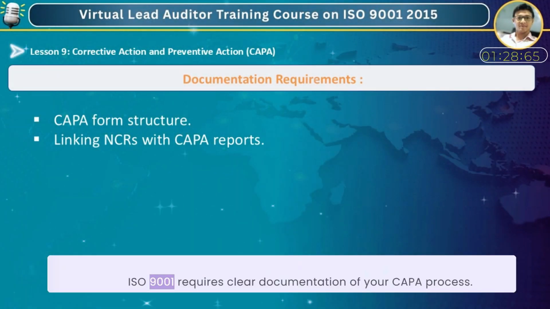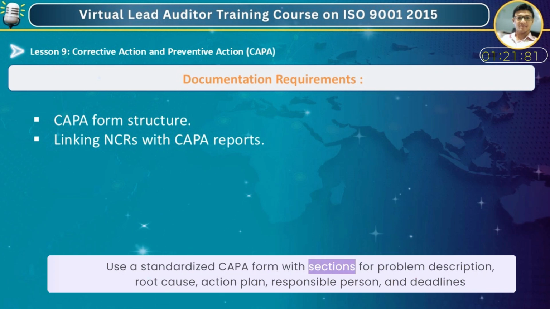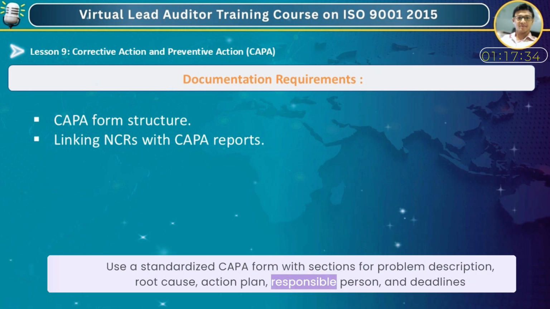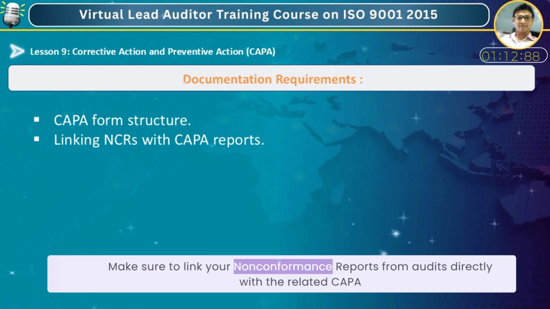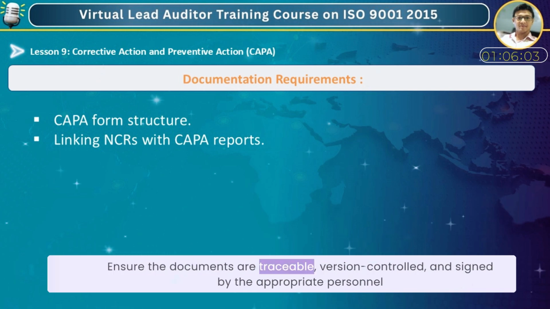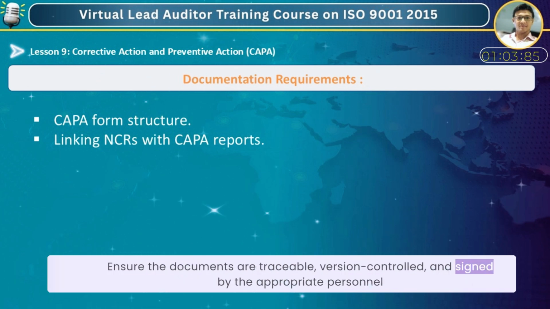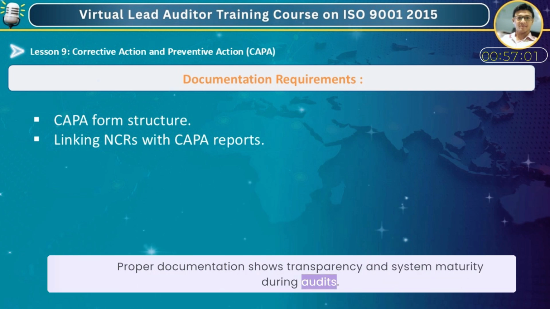ISO 9001 requires clear documentation of your CAPA process. Use a standardized CAPA form with sections for problem description, root cause, action plan, responsible person, and deadlines. Make sure to link your non-conformance reports from audits directly with the related CAPA. Ensure the documents are traceable, version controlled, and signed by the appropriate personnel. Proper documentation shows transparency and system maturity during audits.